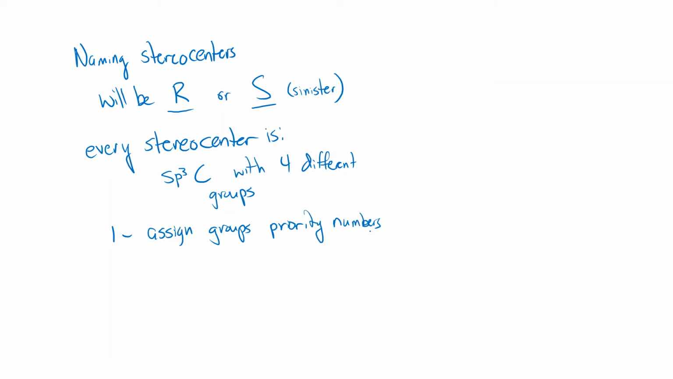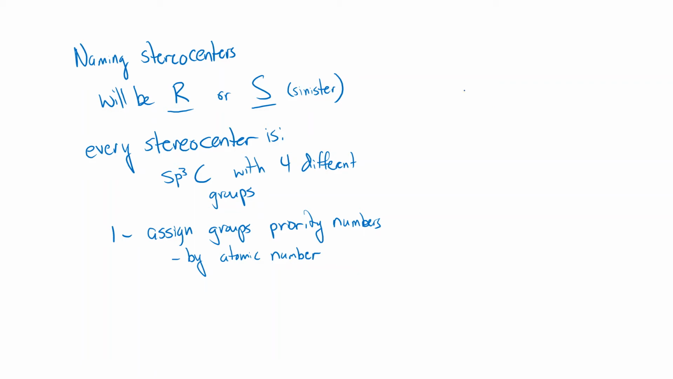And we're going to do this by atomic number. If you have a periodic table, you can find the atomic number of everything. And basically what this tells you is oxygen is a higher priority atom than carbon. Bromine is a higher priority number than chlorine. Chlorine is a higher priority number than oxygen, et cetera, et cetera.